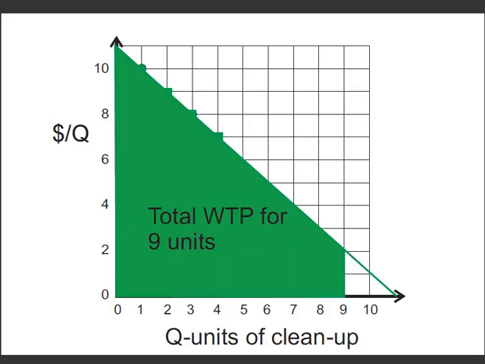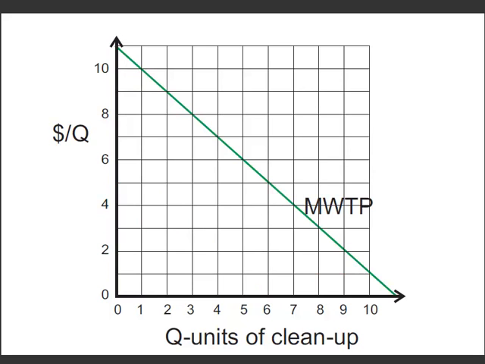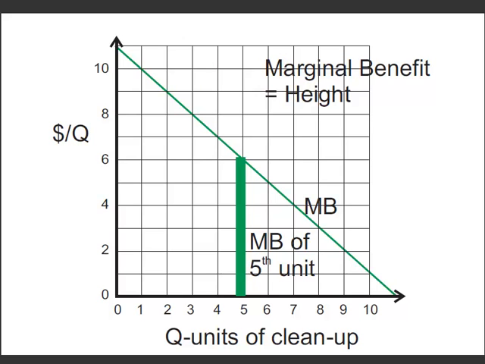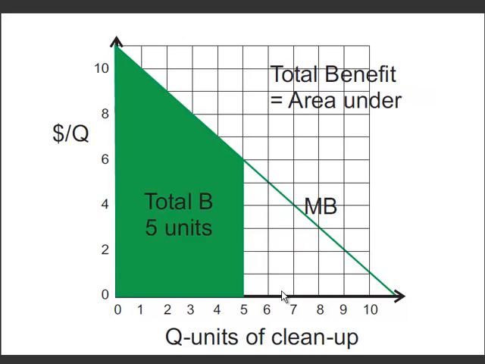And if we went out further, we'd have the total willingness to pay for 9 units from 0 out to 9. Now remember that we're going to call this the marginal willingness to pay curve, but we're equating willingness to pay to benefit. That is, we're using willingness to pay as our measure of benefit. So instead of calling this the marginal willingness to pay curve, we could also call it the marginal benefit curve. And to summarize, the height of the marginal benefit curve, the distance from the horizontal axis up to that point on the curve, is going to tell us the marginal benefit of a particular unit. And the total benefit is then the area under that curve from 0 out to 5.